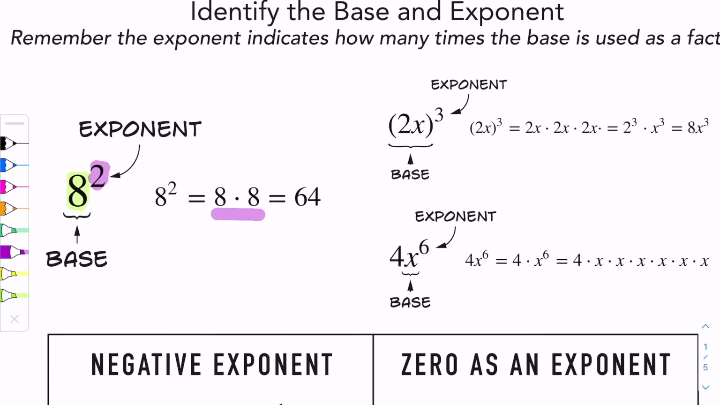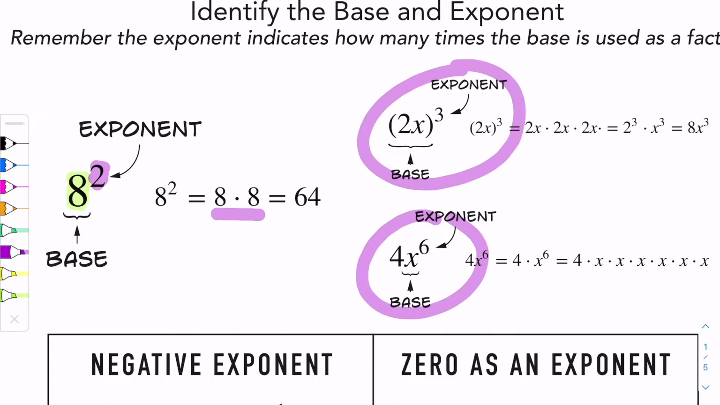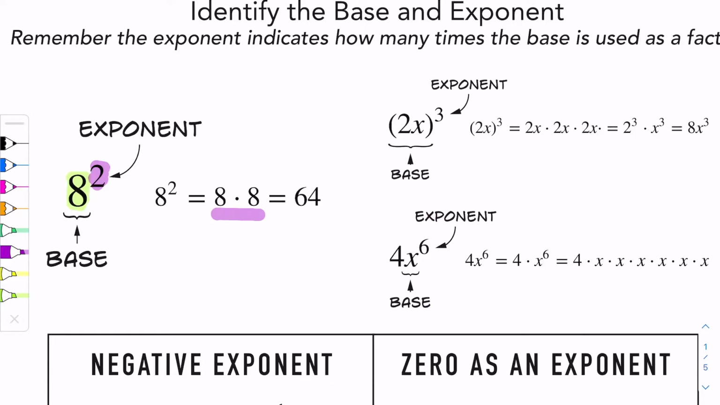That tells you to use 8 as a factor twice. But if we come over here and look at these two, comparing the difference between them, this top one has a base of 2x, and then the exponent is cubed. That's telling us to use 2x as a factor 3 times. That's the same thing as saying 2 cubed times x cubed, which is 8x cubed.